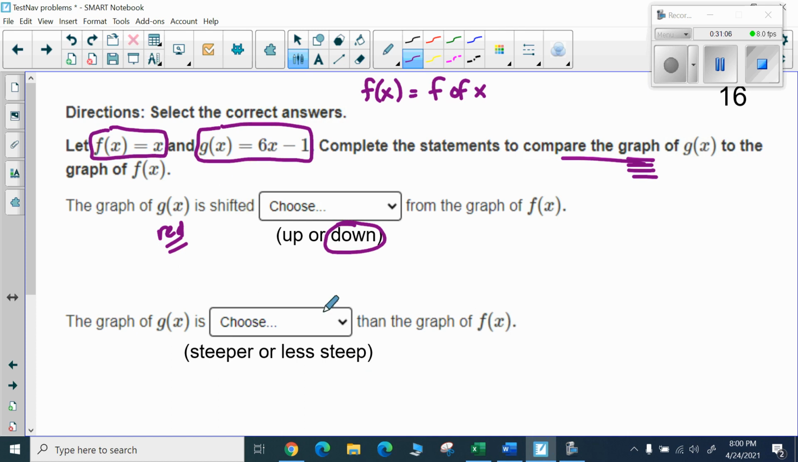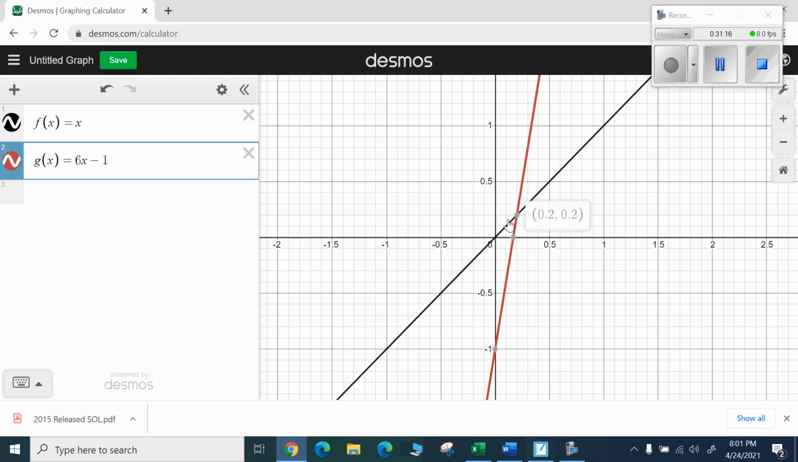Remember, when we talk about steepness, we're talking about slope, right? Steeper is going to be more uphill, less steep is going to be more flat. So let's look at our graph. Think about your skier. This is the original graph. Skier's going up. Here's this one. Holy moly, that is way steeper. So we are going to choose that it is steeper.